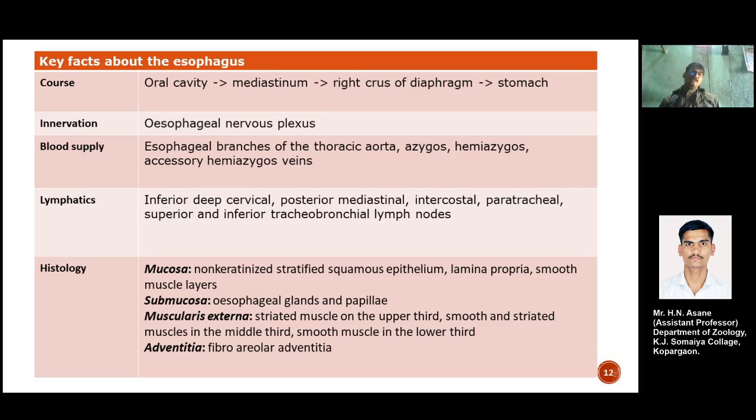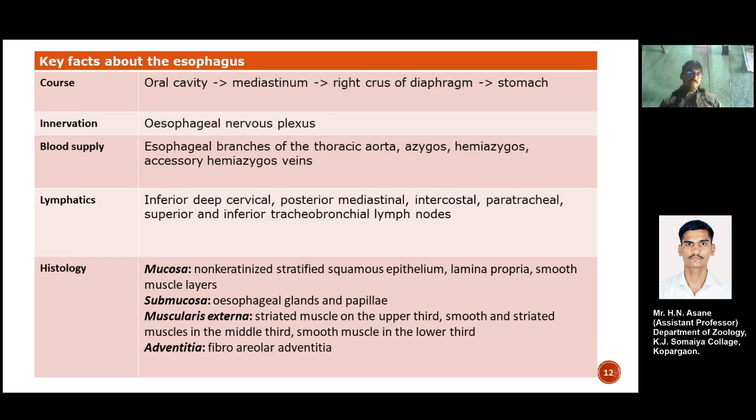Then the histology, which is the main part we are going to focus on. The mucosa layer is the non-keratinized stratified squamous epithelium layer. Then it has the lamina propria, then the smooth muscle layer of the mucosa. Then the second layer, from innermost to outermost, is the submucosa. Esophageal glands and papillae are present in the submucosa layer.